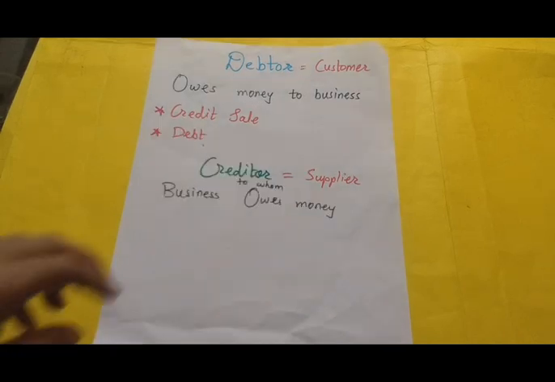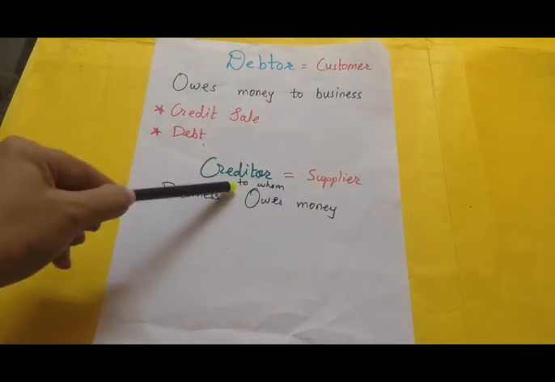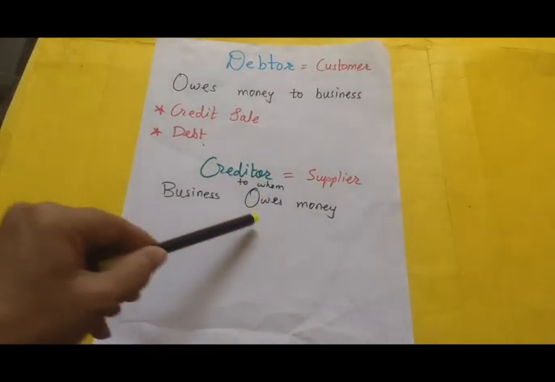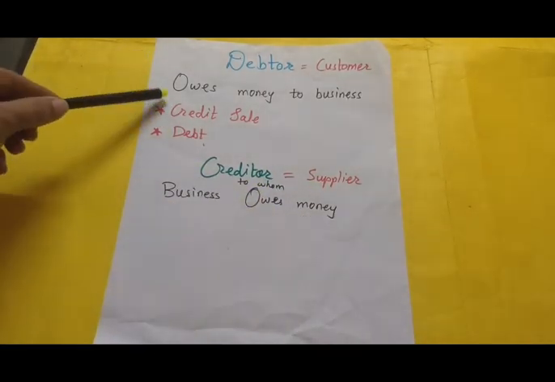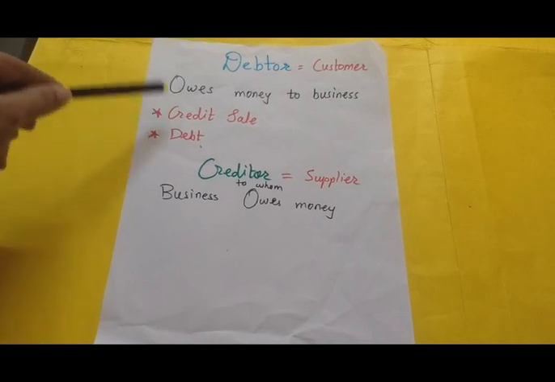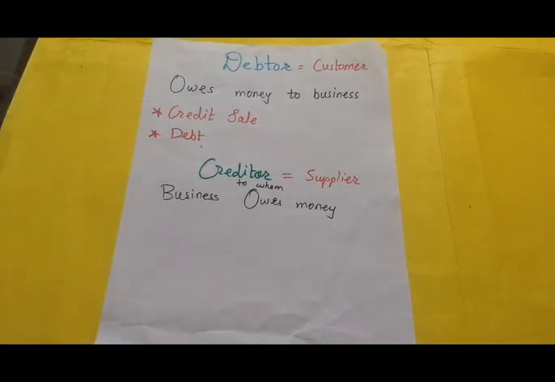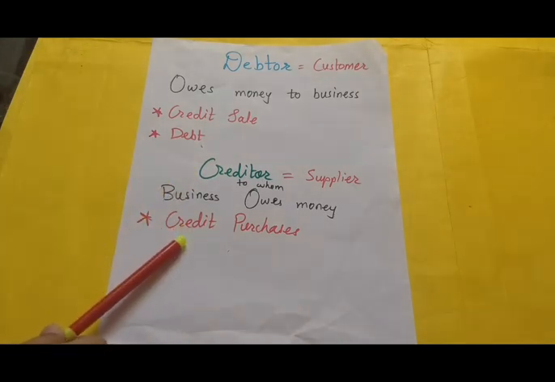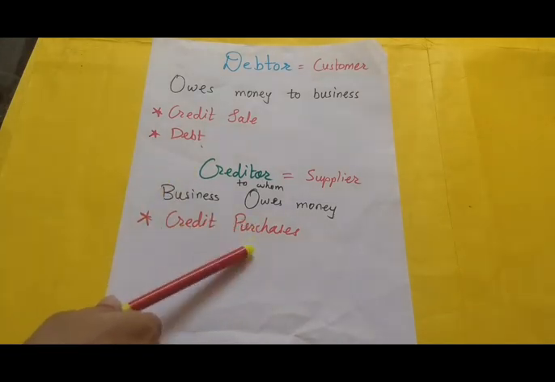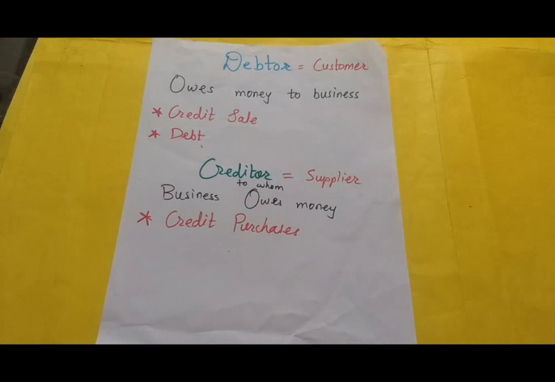A creditor, called a supplier, is a person to whom the business owes money. In the debtor case, the debtor owes money. In the creditor case, we owe money to someone, that is, the business owes money to someone. That is called a creditor. And just as the debtor arrives when it's a credit sale, the creditor arrives when it's a credit purchase. So why is it so? I will give you one example.